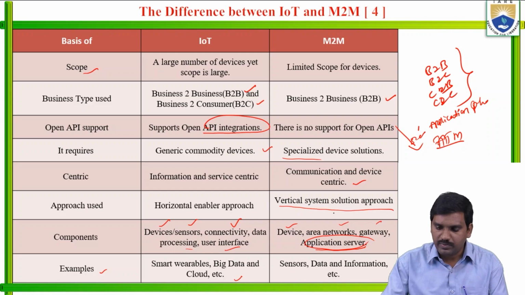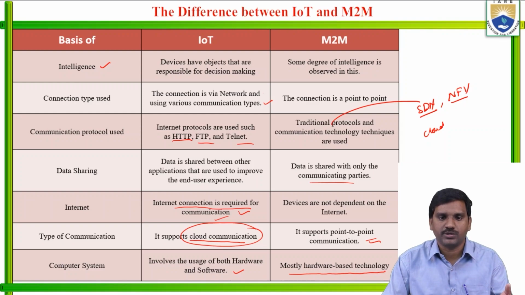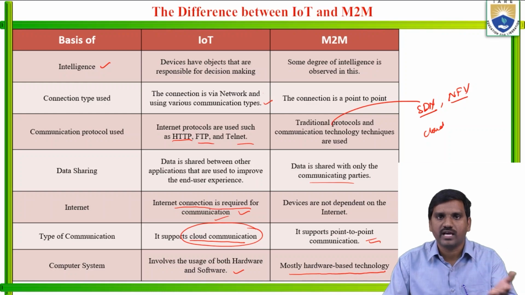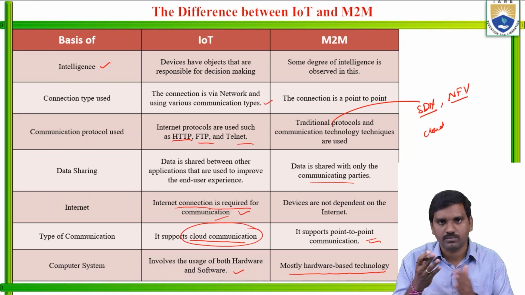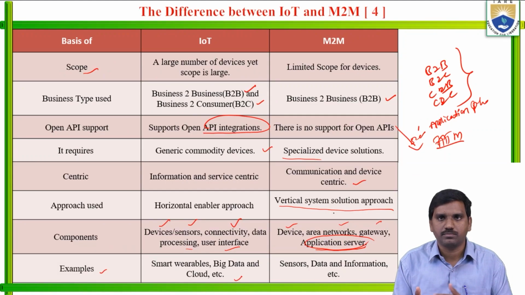So these are the complete differences between IoT and machine to machine in terms of intelligence, which type of communication is used, which communication protocols we are using, data sharing, how much data will be shared, whether internet is required or not, and types of communications, whether it supports cloud for IoT and point to point for machine to machine. Next, computer system, along with scope and business type: business to business, business to customer, customer to business, customer to customer, these four types of business techniques.